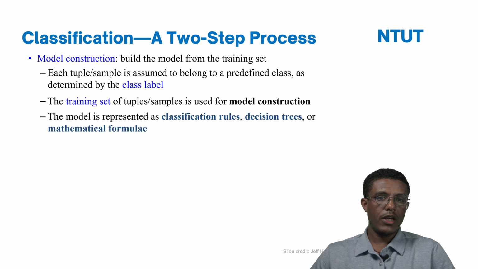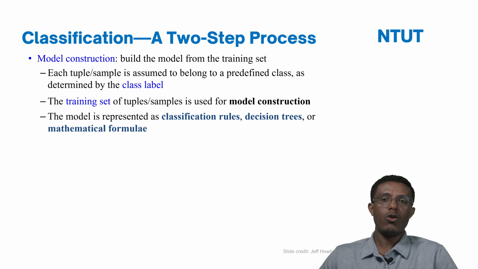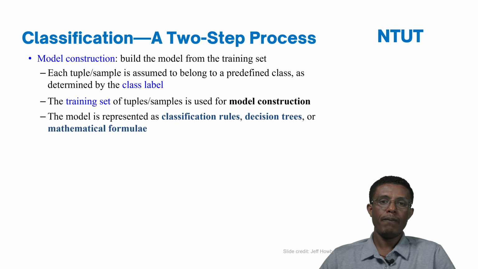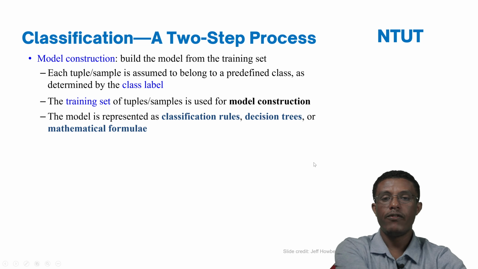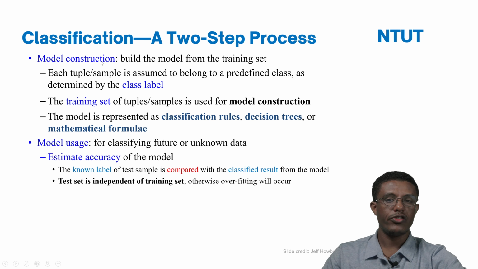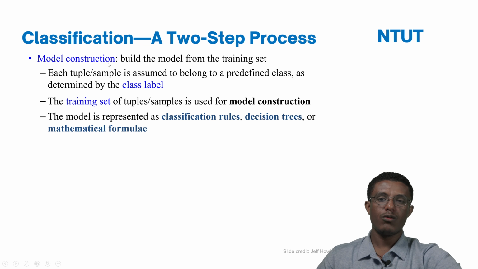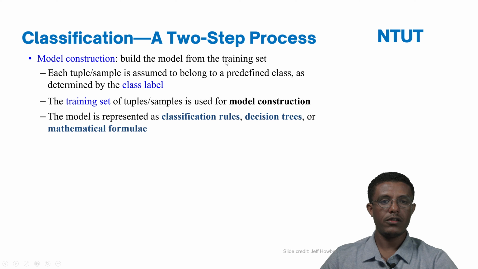In classification, in general, and not only classification but also regression, in supervised learning, we can say that it is a two-step process. The first one is model construction. When we say model construction, we build the model from the training set. Starting from the training set, we can build the model.